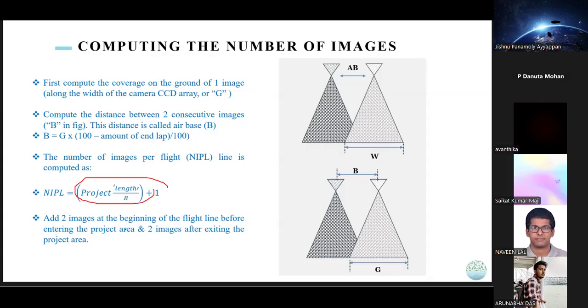It is always advised to add 2 images at the beginning of the flight line before entering the project area and 2 images after exiting the project area. This is to make sure the entire area is covered. We can also add trigger images: before we start the drone, we take 2-3 extra images to make sure our sensor has been calibrated. So this is computing the number of images.